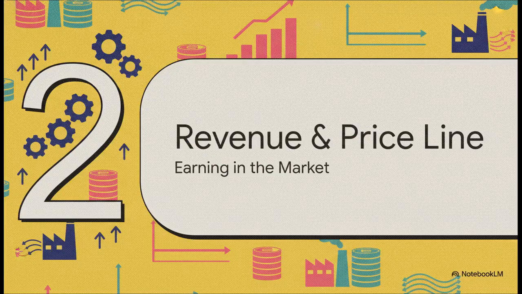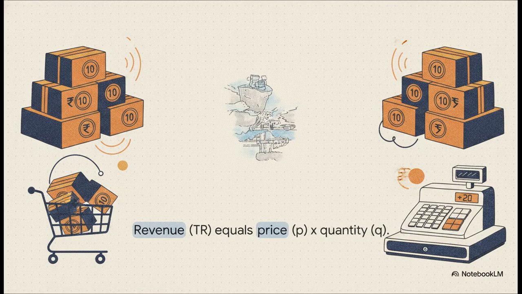Moving right along to part 2, revenue and price line. So how does a firm actually make money under these crazy strict conditions? Let's break it down super simply. A firm earns revenue by selling its stuff. Your total revenue, which we just call TR, is just the market price, a lowercase p, multiplied by the quantity sold, Q. So if the market price for a box of candles is 10 rupees and you sell 2 boxes, your total revenue is 20 rupees. TR equals P times Q.